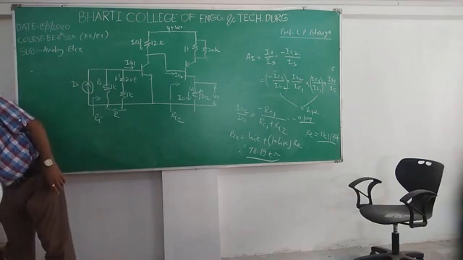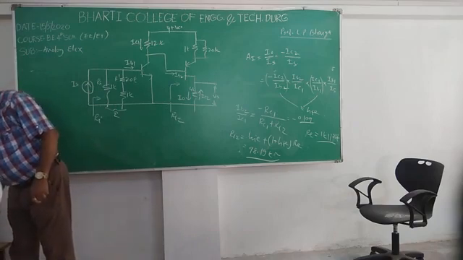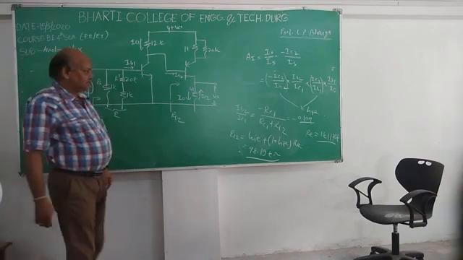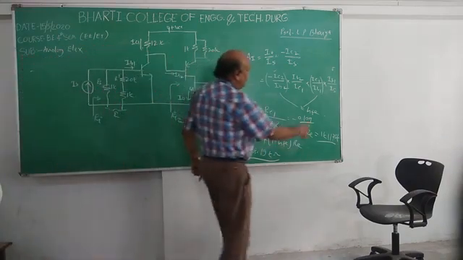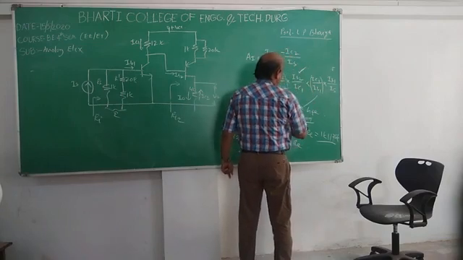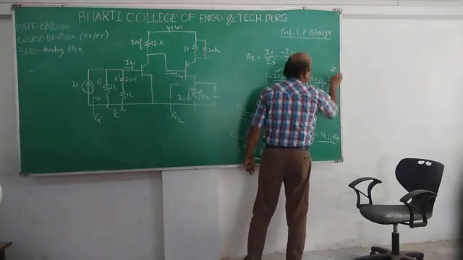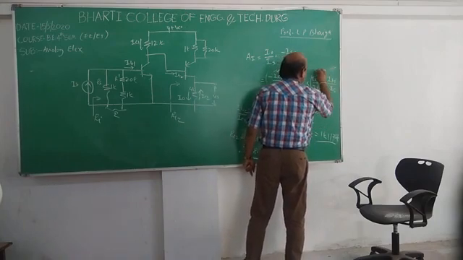So once you get this value, then calculate the value of IC1 upon IB1. You already know this value, it is HFE.